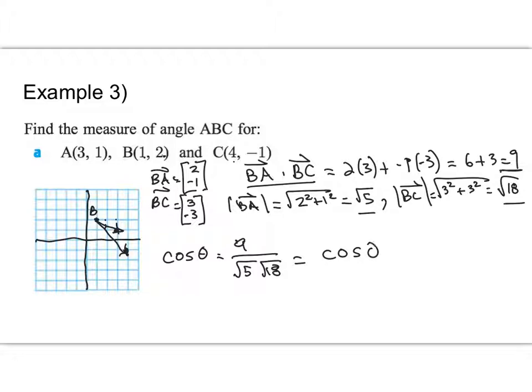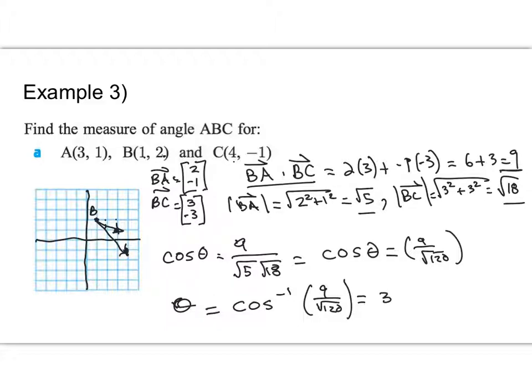So cosine theta equals 9 over radical 120. Now I can go ahead and find the angle. The angle is arc cosine of 9 over radical 120. And that gives me an angle of 34.8 degrees. So that's the angle between those two vectors.